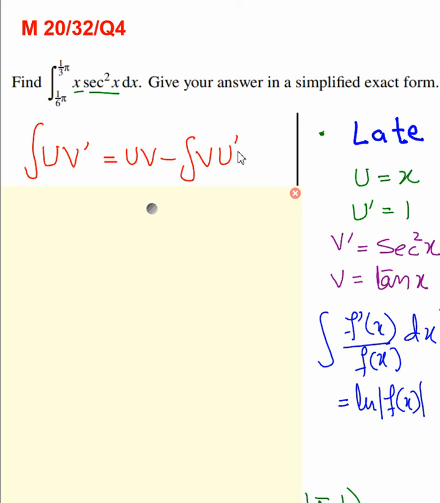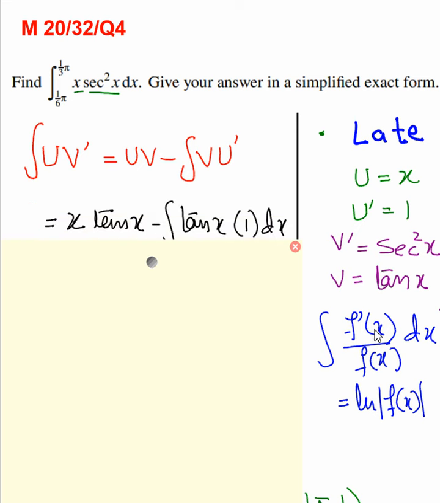Now in this formula, I need u, v, u prime, v prime, everything. So I will differentiate u, it will give me 1, and I will integrate v prime to get v. The integration of sec square x is tan x. So this is what you have here. And now I will simply plug into the formula. We will see this a little later. So I have substituted these values here in the formula. You can see I'm simply picking up from here, nothing else.